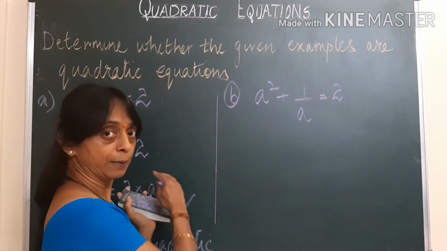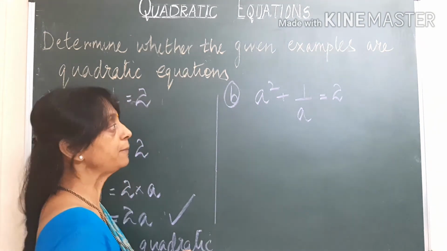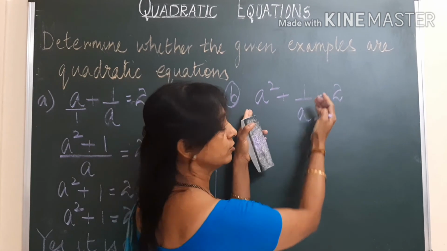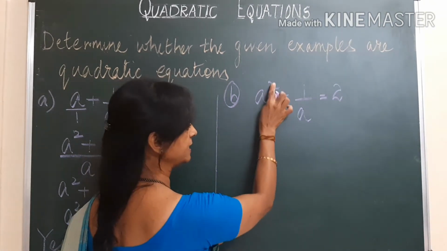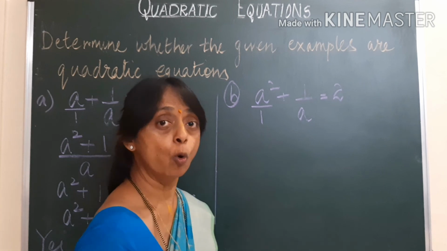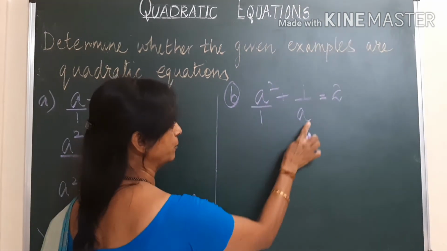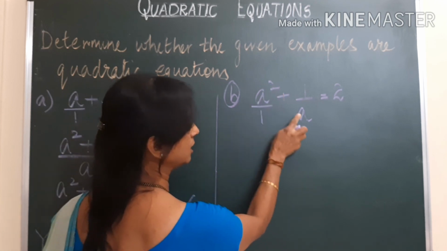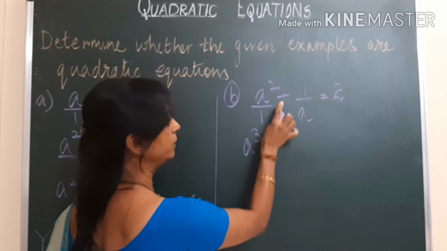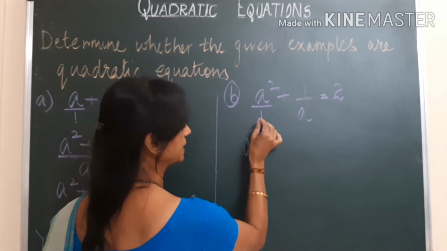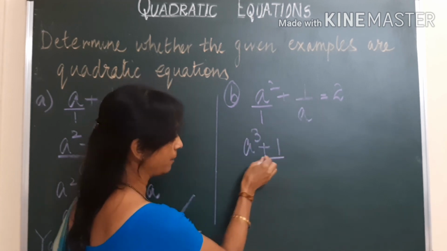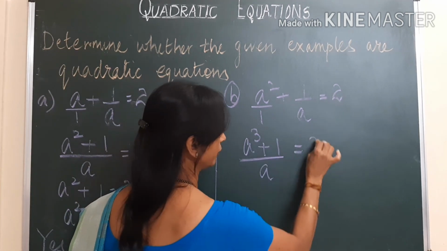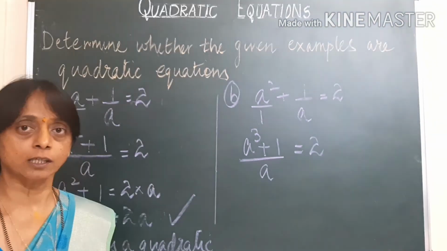In the second one, we apply the same procedure for each and every step. So you have a square plus 1 upon a, which is equal to 2. Let's only concentrate on the left hand side first. You have a square, that means you have a square upon 1 as the denominator. Let's put it under a common denominator, that is your LCM method. So a square into a will give me a cubed plus 1 multiplied by 1 is 1, upon 1 into a again gives me a, which is equal to, on your right hand side, you're left with 2.